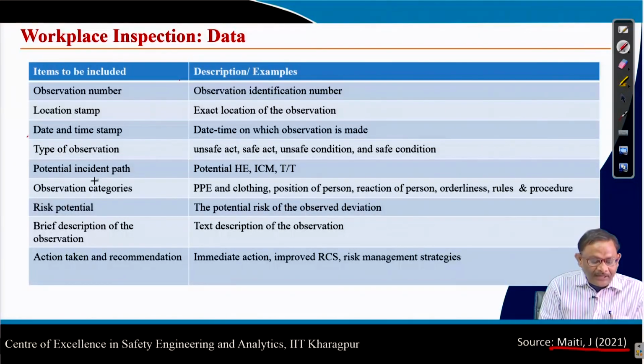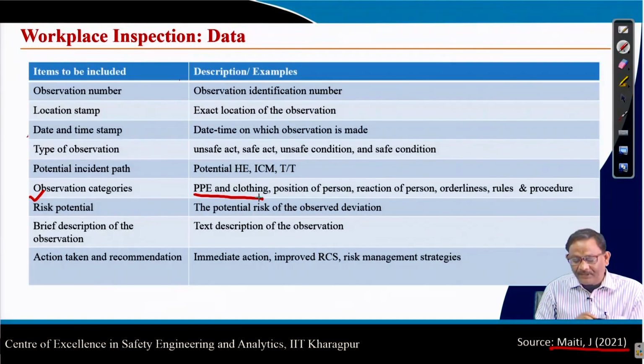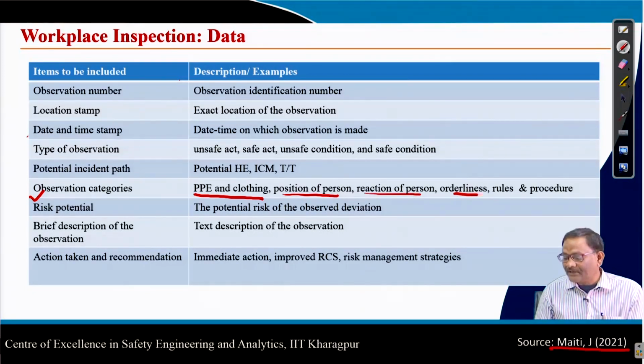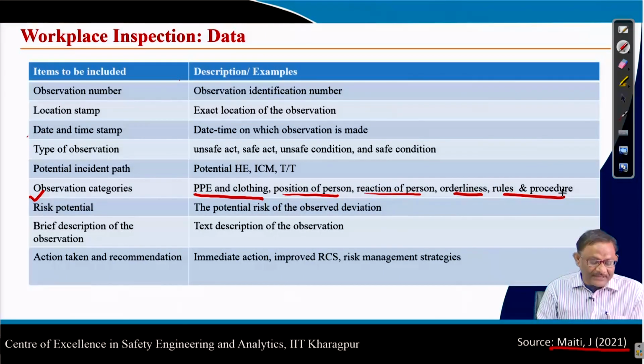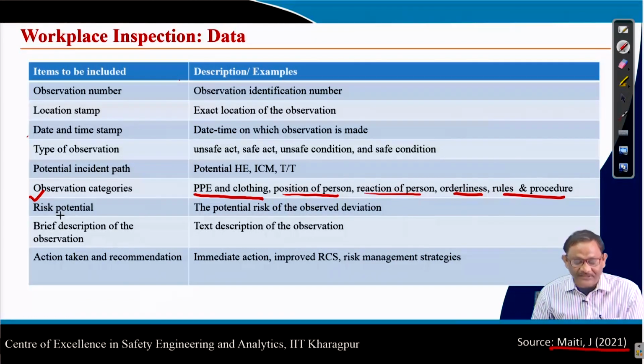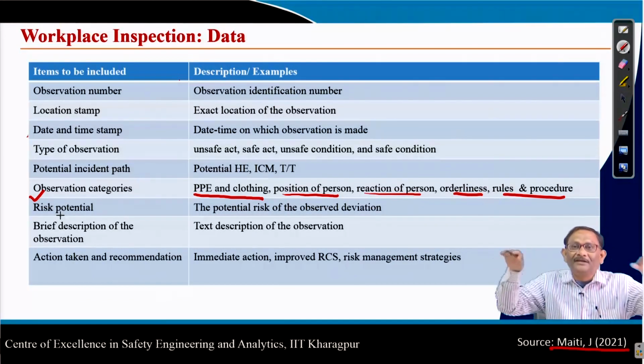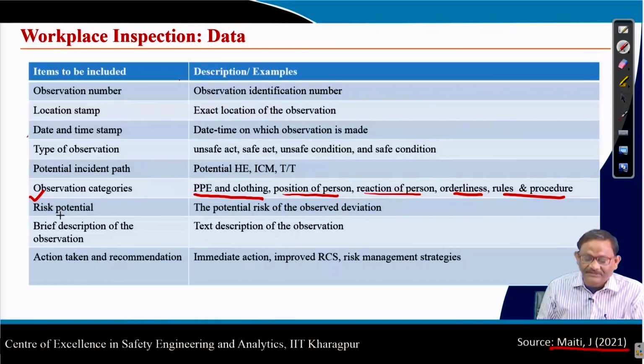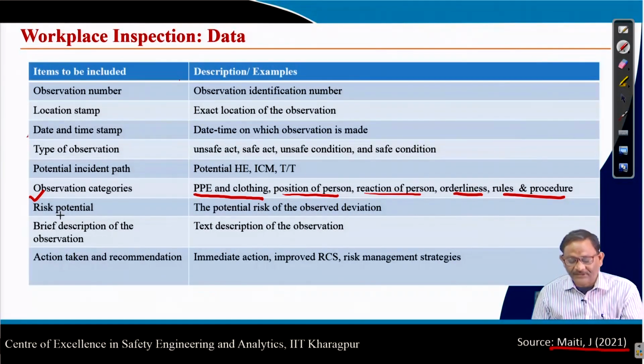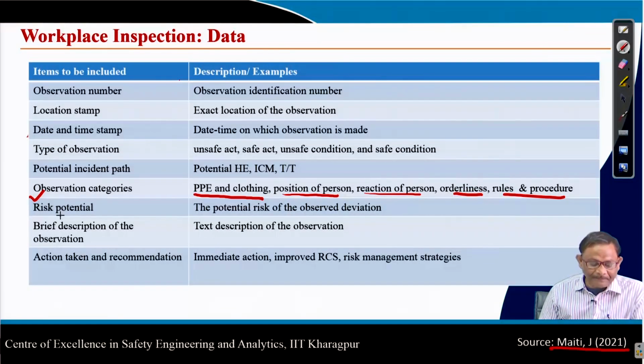So then observation categories, like we are saying PPE and clothing related, position of person, reaction of person, orderliness, rules, procedures, and then what is the risk potential? Risk potential in the sense that we are talking about potential risk because it's an inspection. The hazards, unsafe acts, unsafe conditions are such that they may lead to some amount of risk. So that also you can quantify, maybe qualitatively or quantitatively.